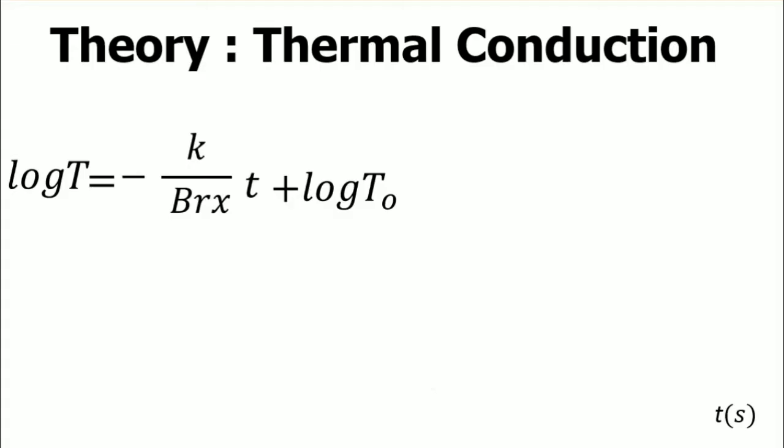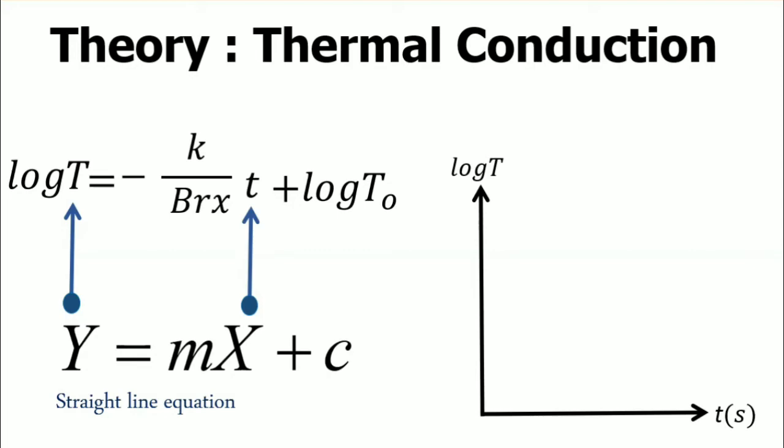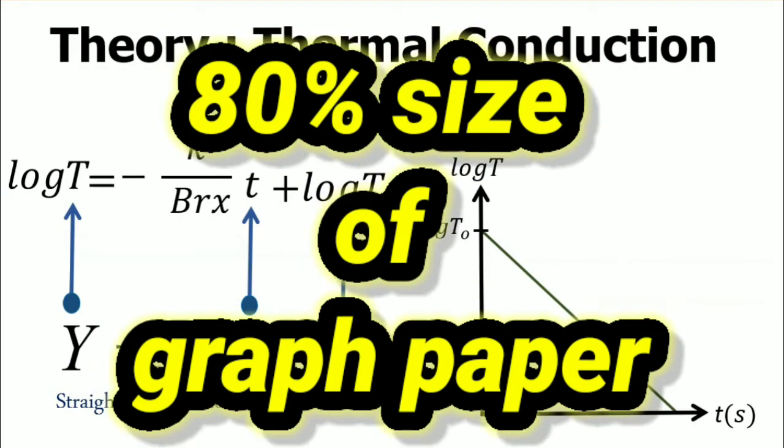Next, we will discuss the graph. From the equation that we have established earlier, we can plot a graph of log T against time. If we compare the equation with the straight line equation, log T will take the y-axis and time t will take the x-axis, and the value of c is equal to log T0. We will get a straight line graph and the gradient is going to be negative. The graph should have a y-intercept of log T0. When plotting your graph, make sure that the graph occupies at least 80% of the graph paper.